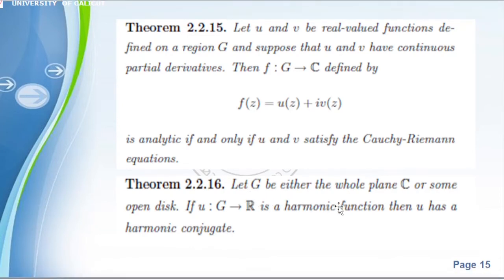Let G be either the whole plane C or some open disk. If u, a function from G to R, is a harmonic function, then we can say that u has a harmonic conjugate, that is v. u has a harmonic conjugate v.